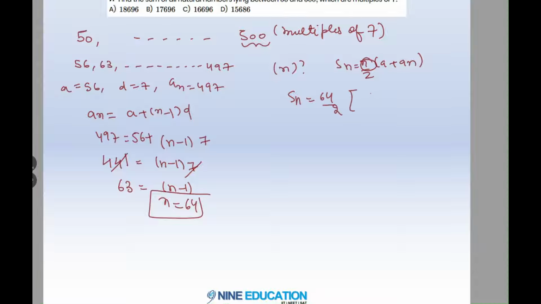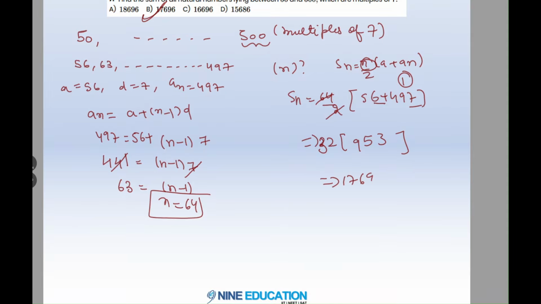64 by 2, that is 32, into (56 plus 497), which makes up 553. So after solving this particular quantity, you will get 17696. Option B.